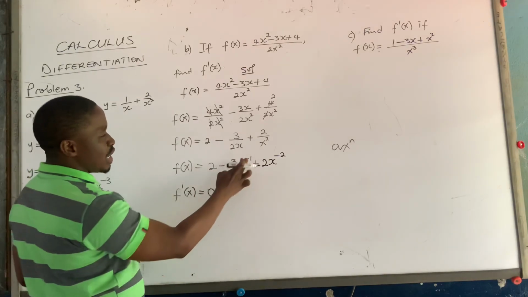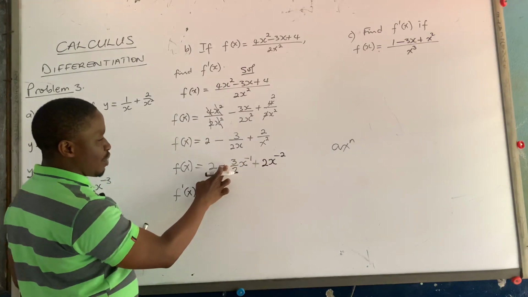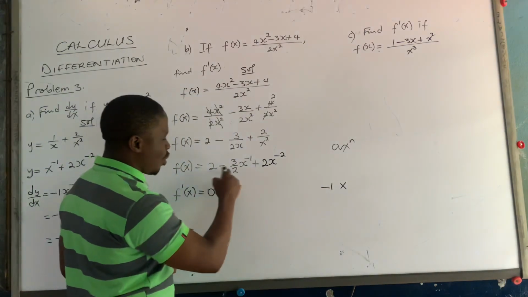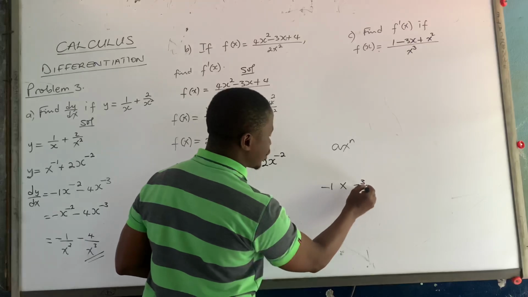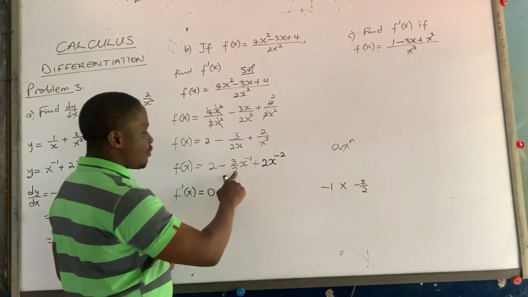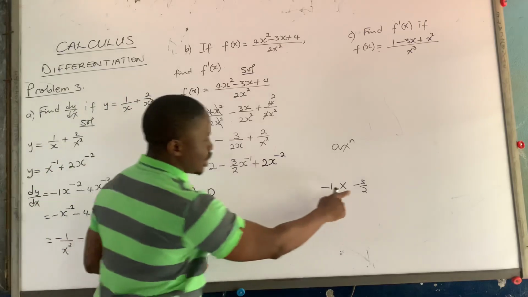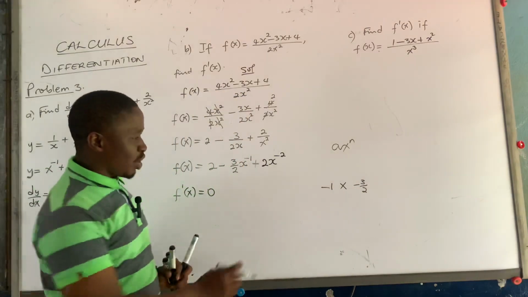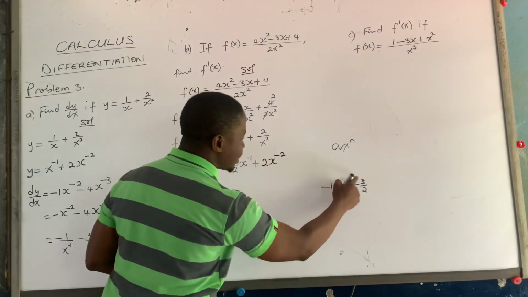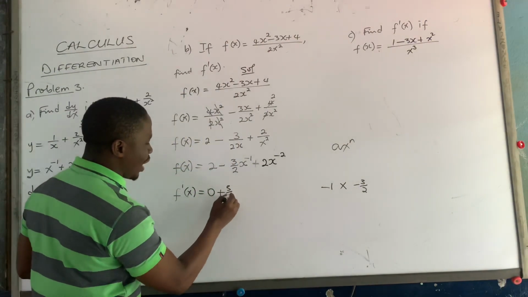So what do we do? The power multiplies the coefficient, that is minus 3 over 2. The power of x is minus 1. The coefficient of x is minus 3 over 2. So multiplying them will give us minus times minus is plus, 1 times 3 over 2, 3 over 2.